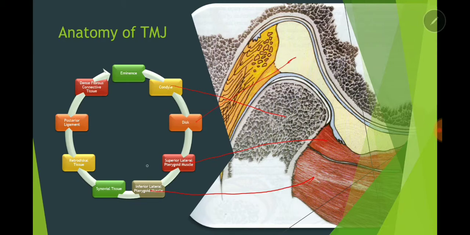Remember we mentioned in the last lecture that in the bilaminar zone, okay, and the retrodiscal tissue, you have this synovial tissue that produces synovial fluid, okay? All right, and then the retrodiscal tissue is this one here. All right, and you have the posterior ligament. Your posterior ligament is this one here. That's your posterior ligament, and then you have dense fibrous connective tissue. Dense fibrous connective tissue, that is the one, okay? So for the anatomy of TMJ, make sure you review the previous lecture, and this lecture is mostly a quick review of the anatomy, okay?